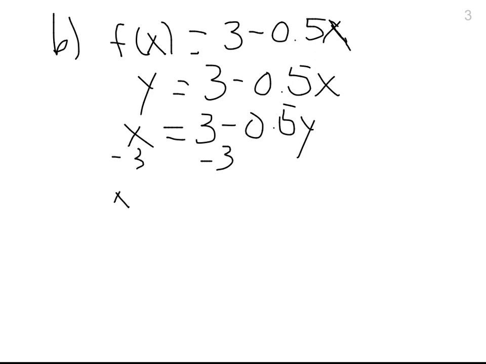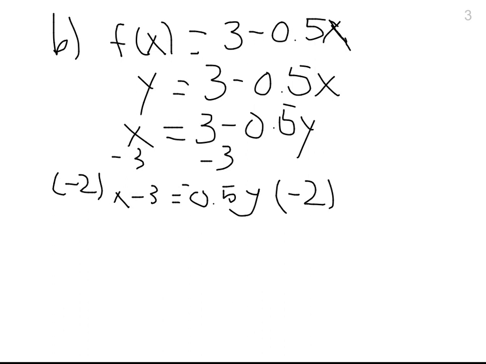Subtract 3 from both sides. So x minus 3 equals negative 0.5y. And to do the inverse operation to negative 0.5 times y, we're going to multiply both sides by negative 2. Distributing this through, we end up with negative 2x plus 6 equals y. And again, this y represents the inverse function, so we can rewrite that as f inverse of x.